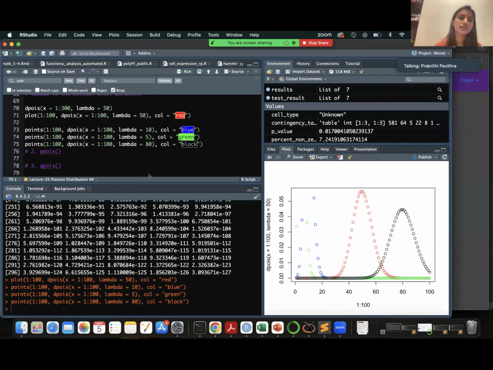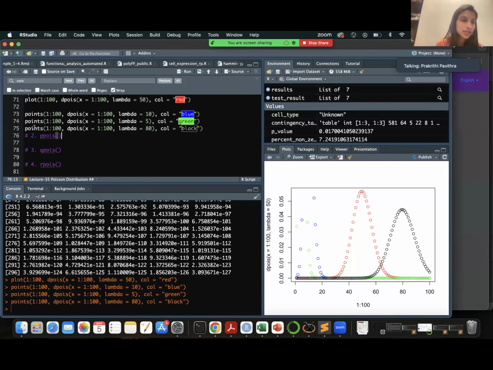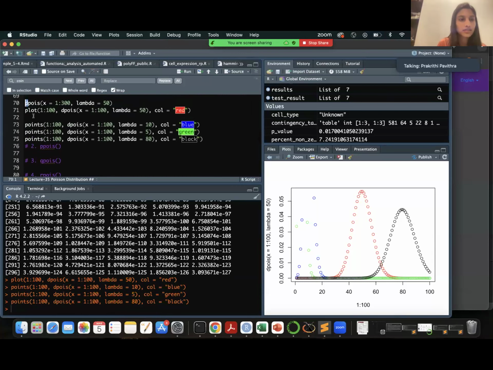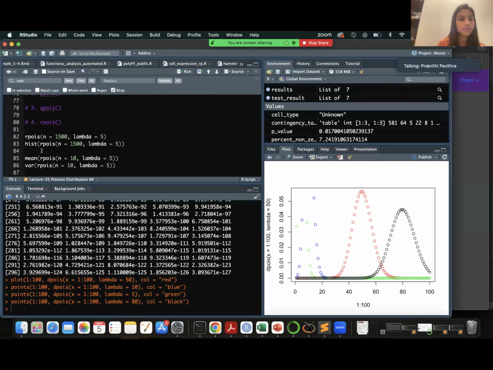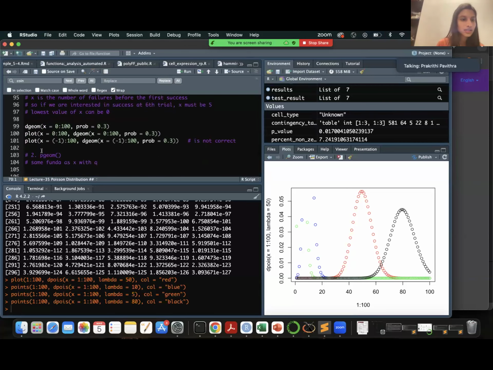So this is just how a Poisson distribution looks. And if you want to calculate the CDF of a Poisson, it's again just ppois, and qpois for calculating the quantile, and rpois for random number generation. Basically the same thing as we just saw.